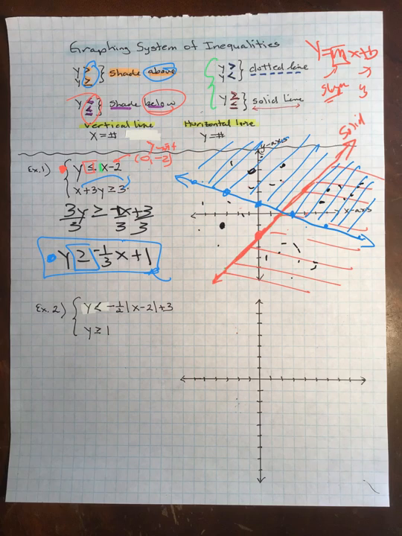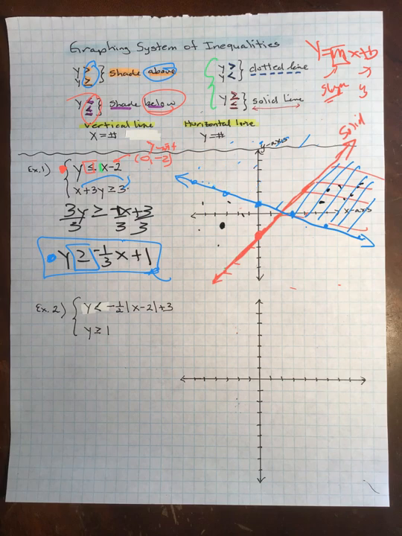So we want to represent the region that works for both. So we want to have only where it overlaps in both colors. So we want to erase this and maybe darken that in with, maybe I'll use green. So this is where they work for both. And so on these ones, your answer is a shaded region. So the shaded region is where they work for both.